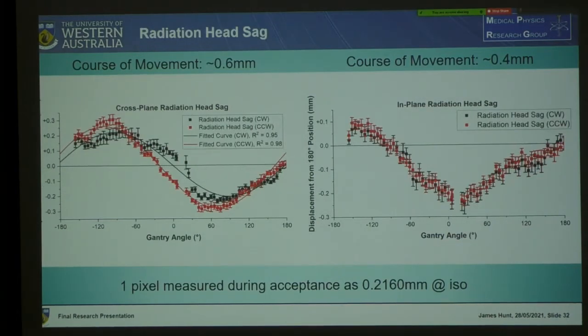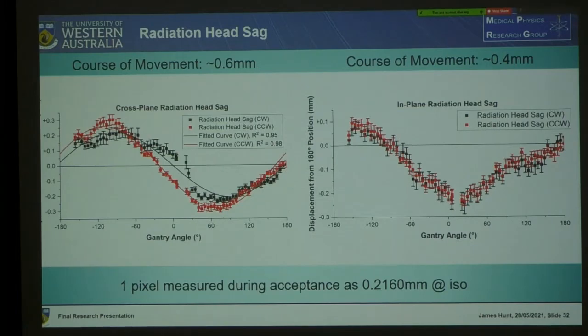For the radiation head sag, once I've removed the MVIC, you can see quite a sinusoidal pattern in the cross-plane, and a very high R-squared value for fitting just a first order Fourier, so a sine wave basically, to each of those. What's interesting in this is that there's quite a difference between the clockwise and counterclockwise data. I don't have a solid reason for why that is. I suspect that it's due to the mechanics of how the radiation head is attached to the gantry and how it changes as it goes around in the different directions.